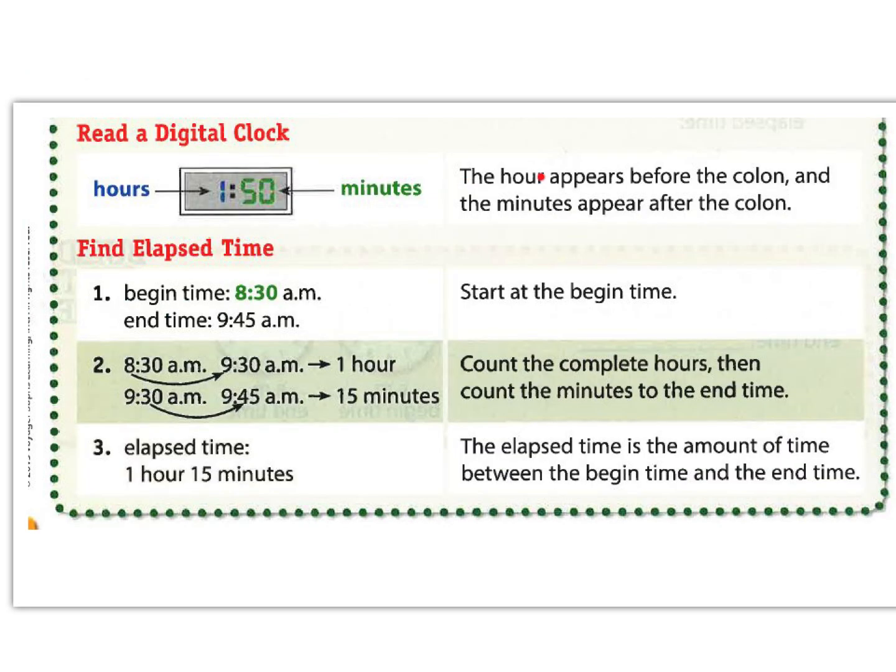Reading a digital clock. The hour appears before the colon, so 1 o'clock, and then the colon, and then the minutes, 50. So it's 1:50. When you find the elapsed time, you start at the begin time, 8:30. Count the complete hours. So like we were saying, 8:30 to 9:30 is 1 hour. And then you count the minutes to the end time. Well, 9:30 to 9:45 is another 15 minutes. So the total elapsed time, the amount of time between the beginning and the end, would be 1 hour and 15 minutes.